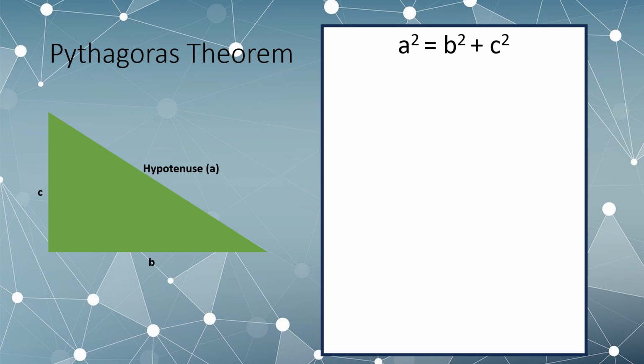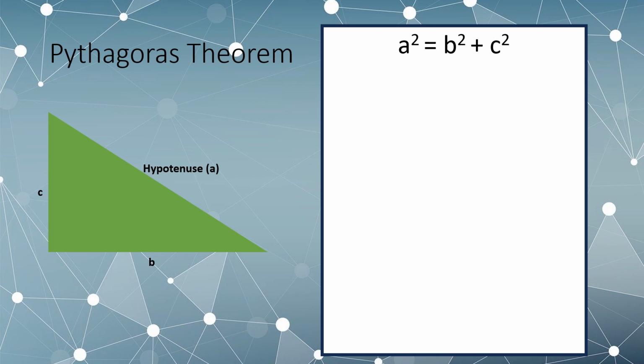So looking at our triangle, we have what's known as the hypotenuse. This is the longest side of the triangle, and in the Pythagoras theorem, or the equation that is, it is given the denotation a. So this side, when squared, so a squared, is equal to the sum of b, the lower side, squared, plus c, the left-hand side, squared.